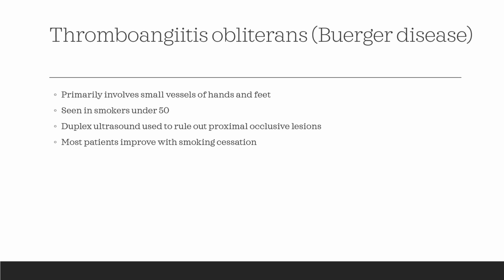Thromboangiitis obliterans or Buerger's disease. This involves the small vessels of the hands and feet, often seen in smokers under 50, and it uses duplex ultrasound to rule out any proximal occlusive lesions, but it's not often able to actually identify the cause of the actual disease. Most patients with this will improve if they're able to stop smoking.